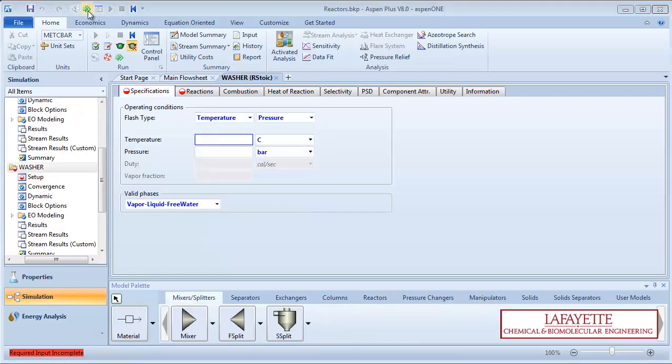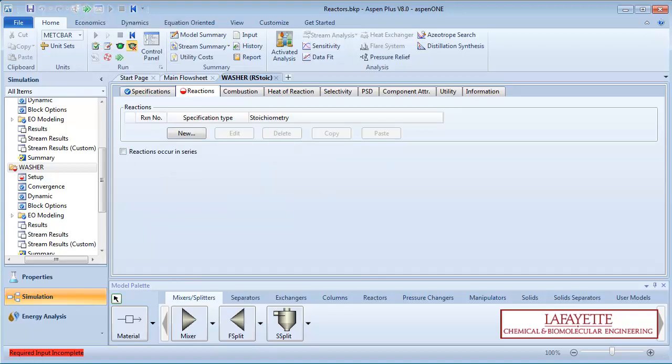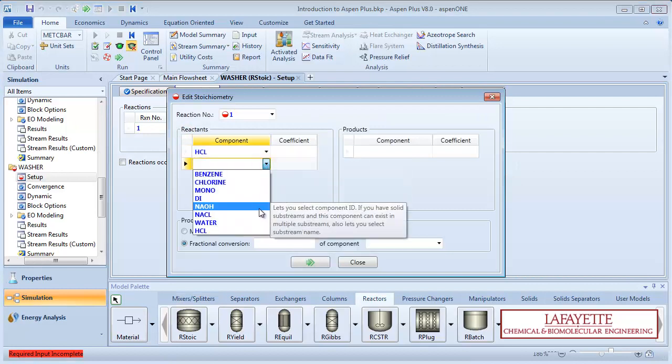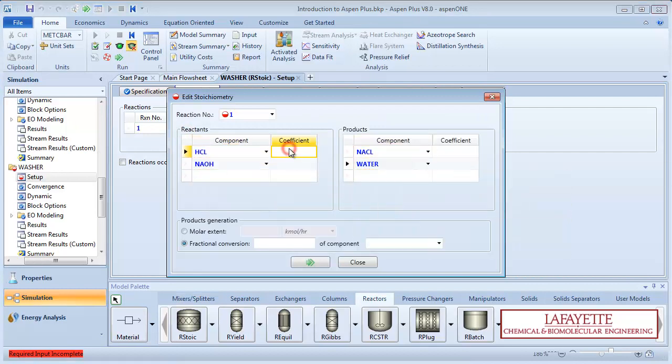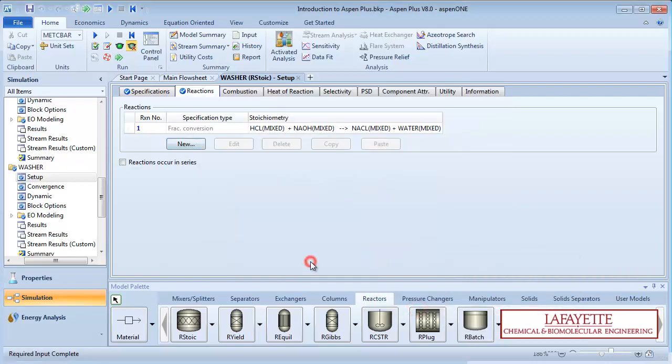Pressing the green next arrow brings you to the washer. Enter the operating conditions 328 Kelvin and 2.4 bar. Change the valid phases to vapor, liquid, dirty water. Go to the Reactions tab and enter the neutralization reaction as shown. Enter a fractional conversion of 1 for hydrogen chloride. Save the file where it can be accessed later.